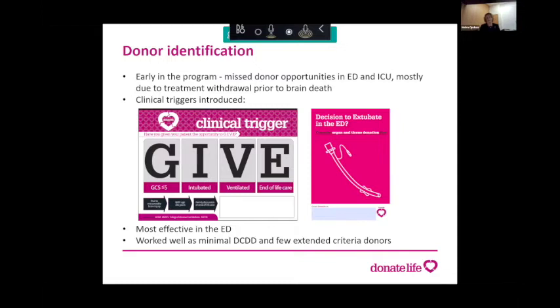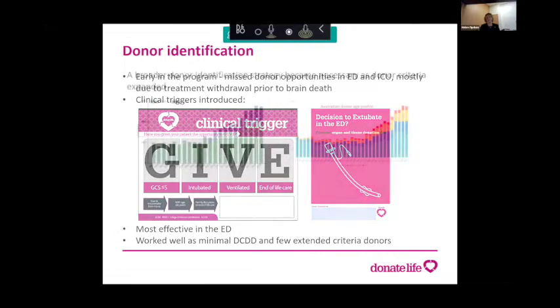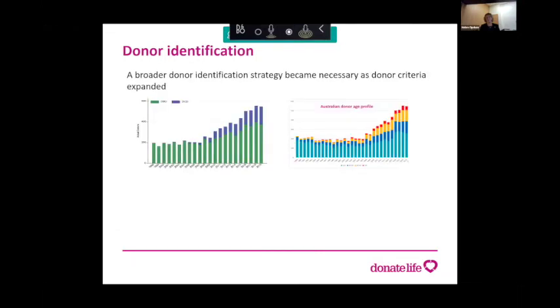And the medical donation staff were really instrumental in overcoming medical, ethical and resource barriers that existed at the time that had previously prevented patients in the emergency department with a poor prognosis being considered as potential donors. And these worked really well early in the reform, but as practice broadened, and particularly as DCD uptake increased and we had more medically marginal donors where determination of donor suitability was less clear, we found we needed a broader donor identification strategy.